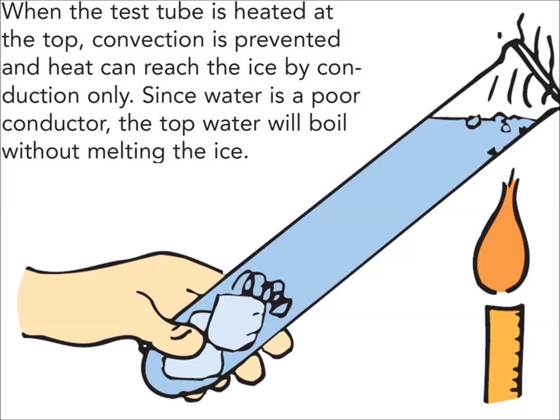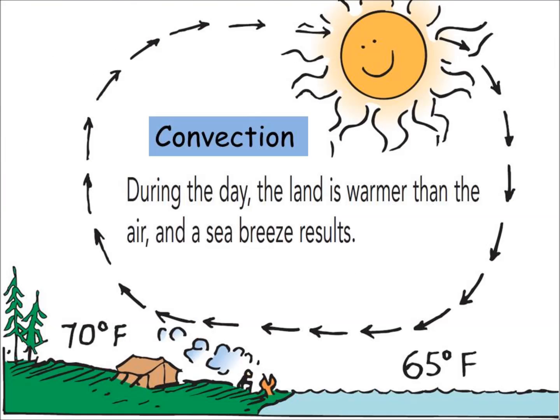So if I heated the water at the bottom and I had the ice up top, the reason the ice is there is because it's being held down by a paperclip. Then the water would rise to the surface and melt the ice. So this is a kind of proof that the water is not a very good conductor of heat.